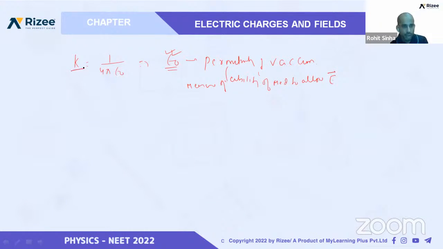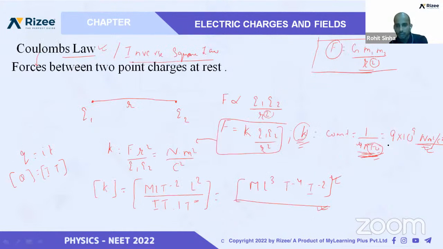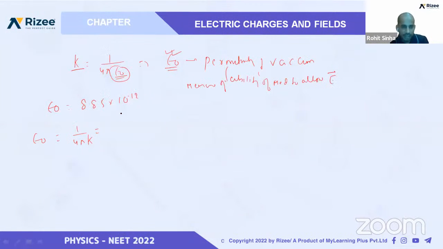What is the value of epsilon naught? Since we know the value of k, or find it experimentally, the value of epsilon naught is 8.85 into 10 to the power minus 12. From here we can write the unit and dimension of epsilon naught. Epsilon naught will be 1 by 4 pi k, and we know the unit of k from our previous slide: Newton meter square per coulomb square. Reversing it, the unit of epsilon naught will be coulomb square per Newton meter square. Your homework is to write the dimension of epsilon naught. Believe me, this was a previous year NEET question.